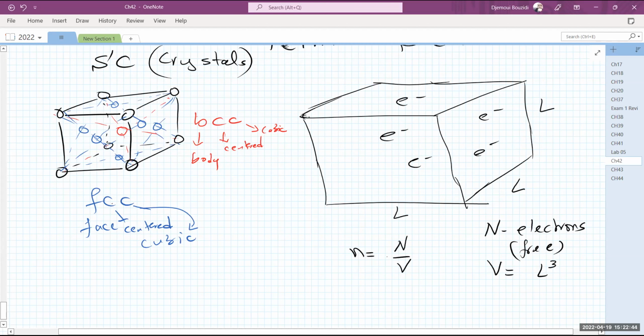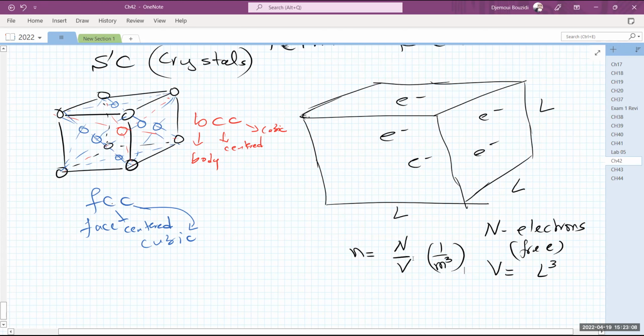The unit for it is basically 1 over cubic meter in SI. Although typically in industry they use 1 over cubic centimeter, because that's a more contained number, but don't forget to convert it to cubic meters if you're given the density of the charge carriers per cubic centimeter.